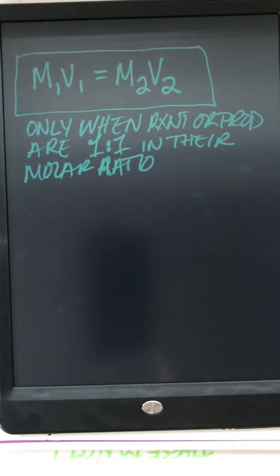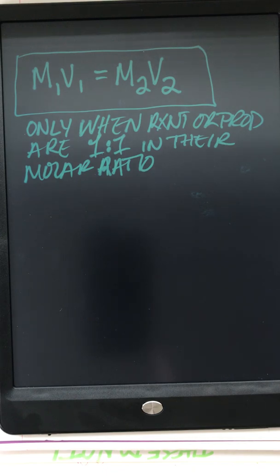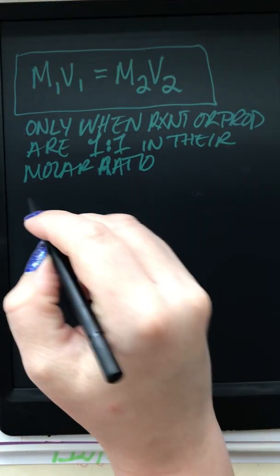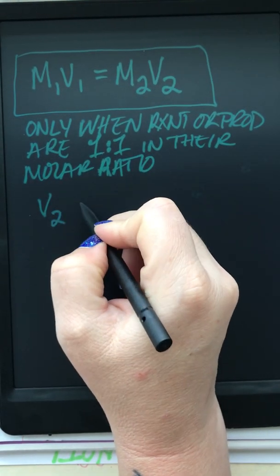Okay, so this is talking about that balanced chemical equation, right? So when we first did the balanced chemical equation, we saw that it was 1 to 1, right? If it's not 1 to 1, you cannot use this, okay? That's super important. So, this makes things a lot easier, right?